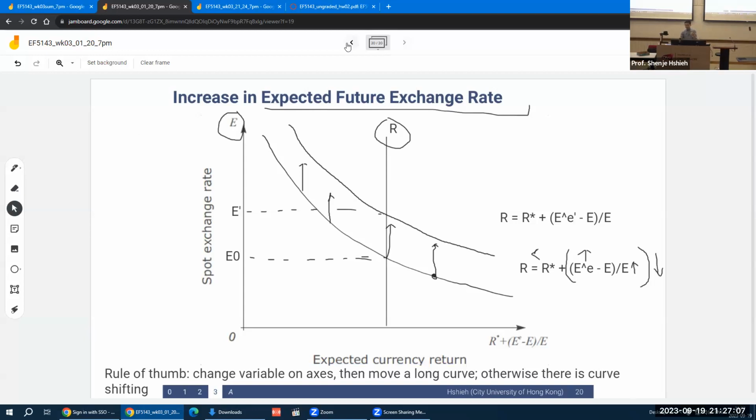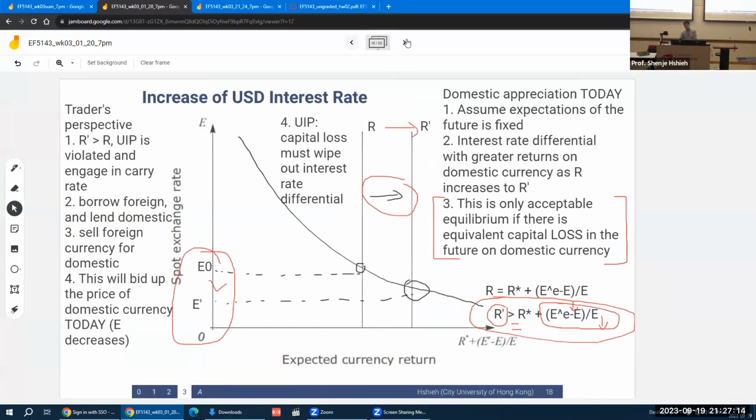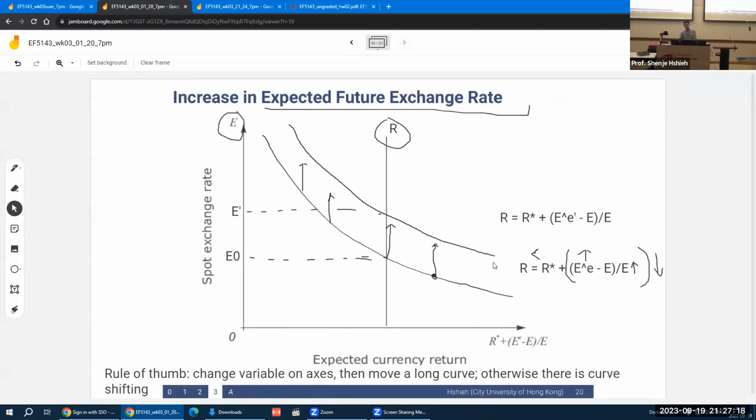If you noticed in the previous examples, I changed R star, which is not on the axis, and I also changed E hat E, which is not on the axis. There's going to be curve shifting. But it should be entirely obvious if you understand the equation.